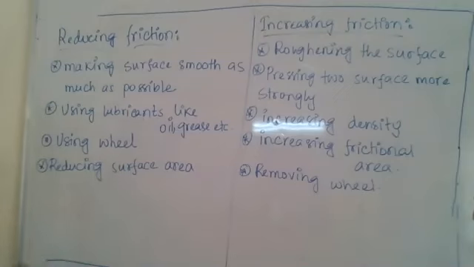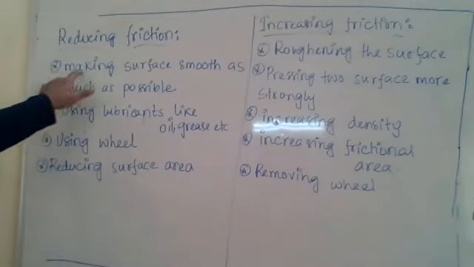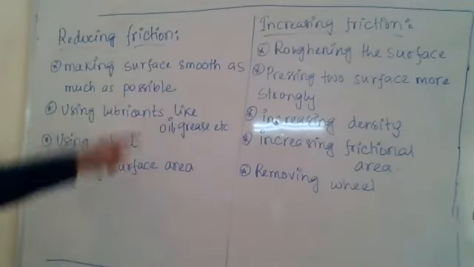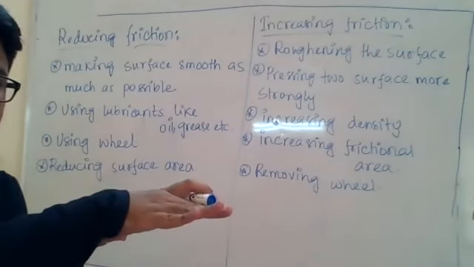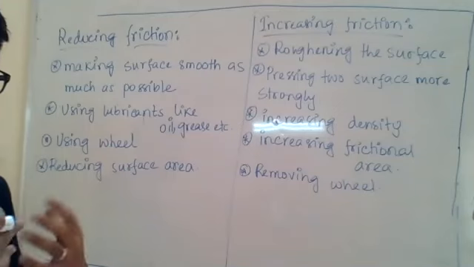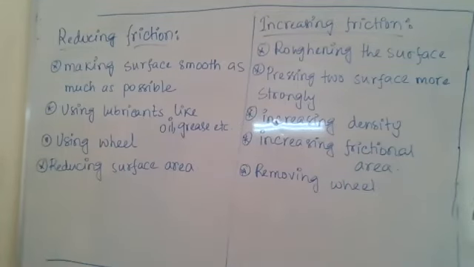Now, what are the ways we can reduce the friction? See, making the surface as smooth as possible. If the surfaces are smooth, then what will happen? They can easily slide over each other and there will be less friction caused, right? So if the surfaces are smooth, friction will reduce.